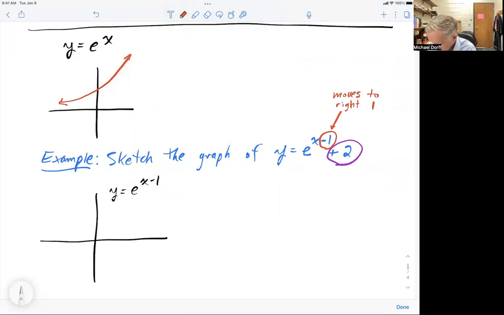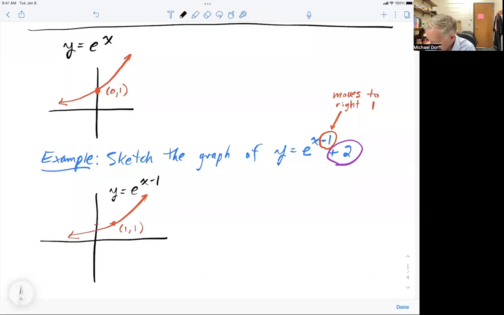So now, instead of crossing here at 0, 1, it's going to cross here. So up above, this was 0, 1. This now is going to cross at the point 1, 1. And it's going to look like that. That's what the graph e to the x minus 1 looks like.